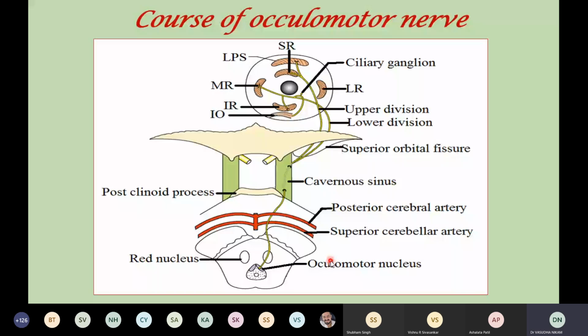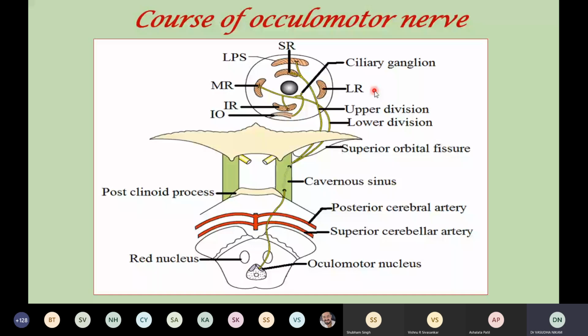We have seen initially it lies in the midbrain, then related to the crus cerebri, then related to two important arteries, then related to the tentorium cerebelli, crosses the free and the attached margin of the tentorium cerebelli, lies lateral to the posterior communicating artery, lies in the lateral wall of the cavernous sinus, breaks this wall and comes to lie in the middle compartment of the superior orbital fissure, and then innervates all extraocular muscles of the eyeball except superior oblique and lateral rectus.